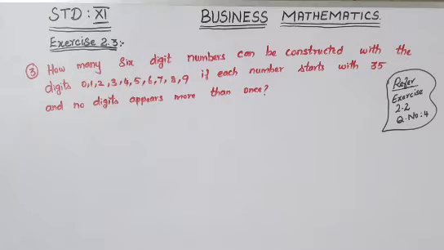Standard 11th Business Mathematics Exercise 2.3. Third question. How many 6-digit numbers can be constructed with the digits 0, 1, 2, 3, 4, 5, 6, 7, 8, 9 if each number starts with 35 and no digit appears more than once?